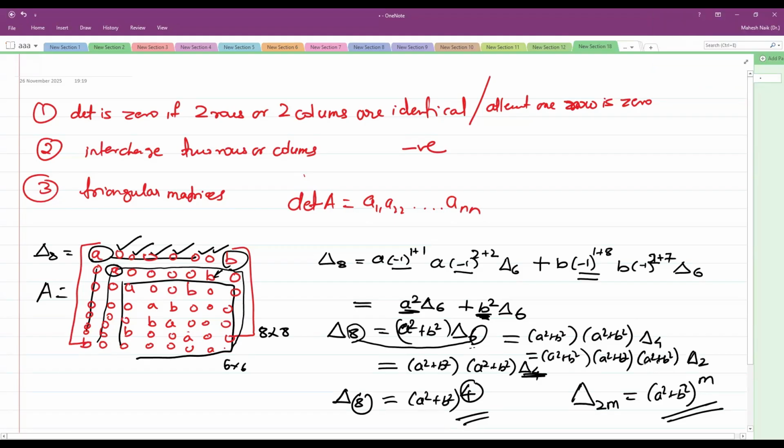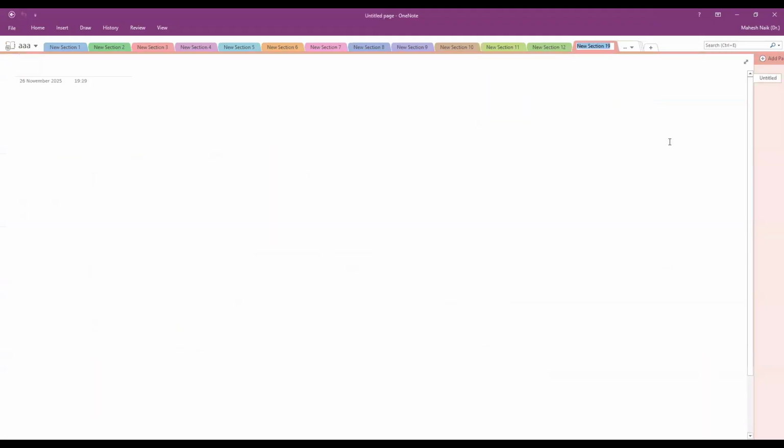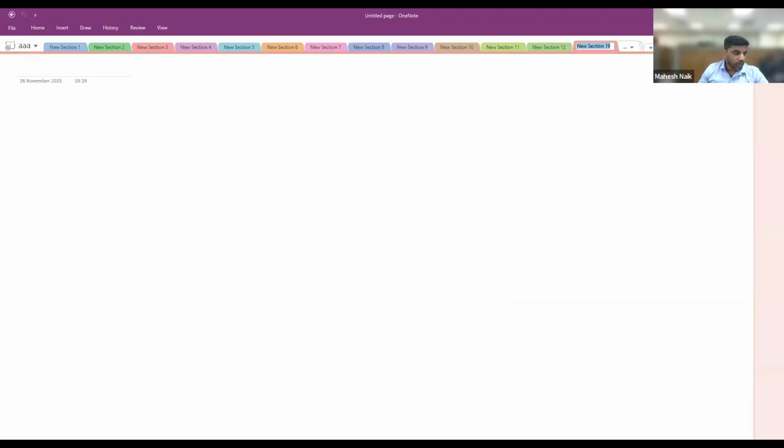Okay, sir, got it. Let's look at an example, one more. Suppose I want to find the determinant of A, and we have this relation A cube is equal to 5A. A is of order 4 cross 4, and we want to find the determinant of A.